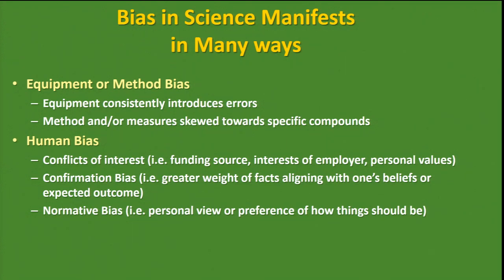Then we have human bias, which is a little harder to ferret out and to combat. And we have conflicts of interest, and it can be impugned that your funding source provides a conflict of interest to you. It may or may not. Your employer has interests, so are you biased by the interests of your employer unduly? Most of us have bosses. Even if we work for ourselves, we answer to somebody.